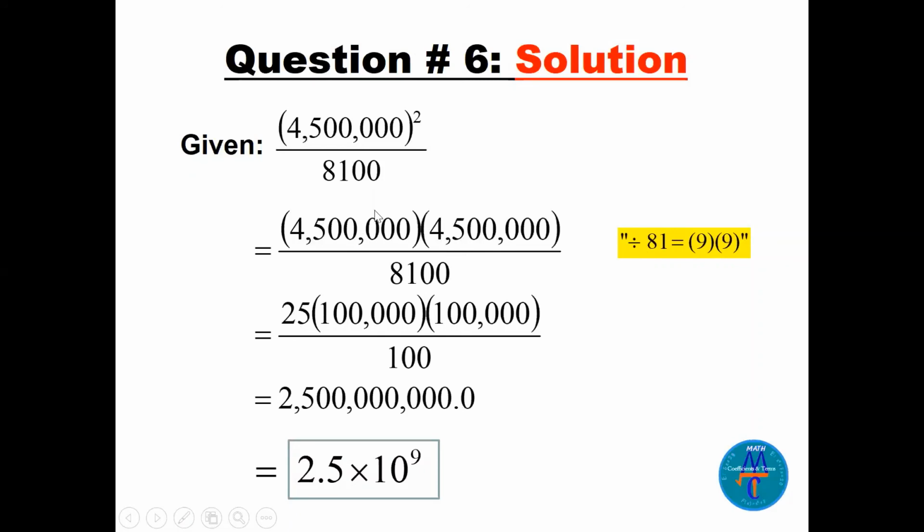See, you can multiply 45, but there is no need because 45 is 9 times 5 and this 45, 9 times 5. 81 is 9 times 9. So you cancel the 9, you cancel the 9, you get 25. 100,000, 100,000 over 100. You cancel 2 zeros. You're left with this number. Move the decimal point 3, 6, 9. 2.5 times 10 to the power 9 is the final answer in scientific notation without using calculators.